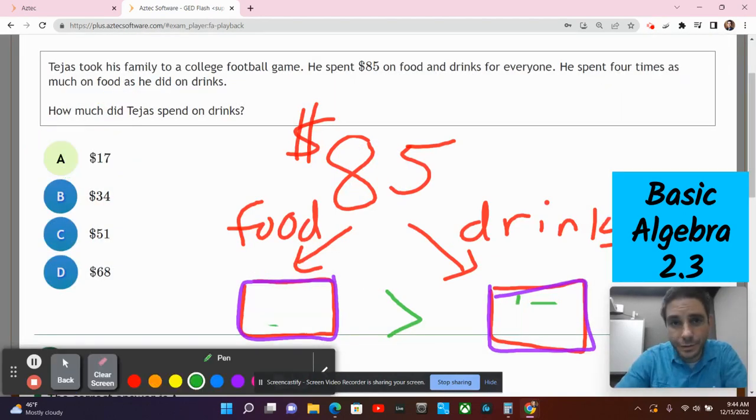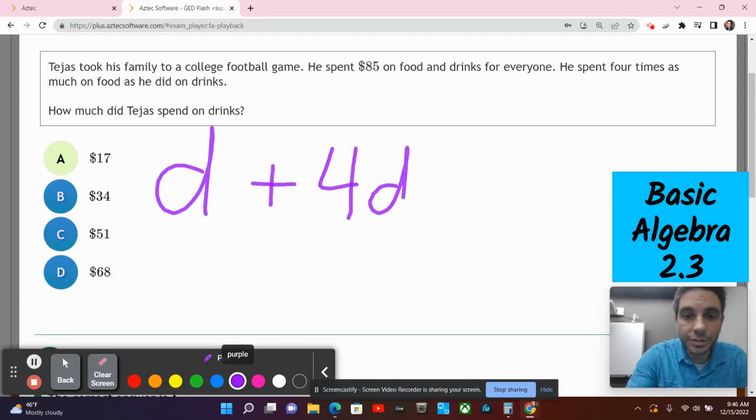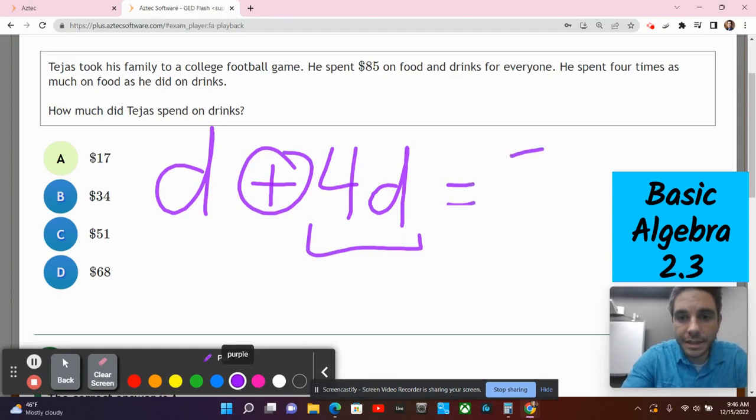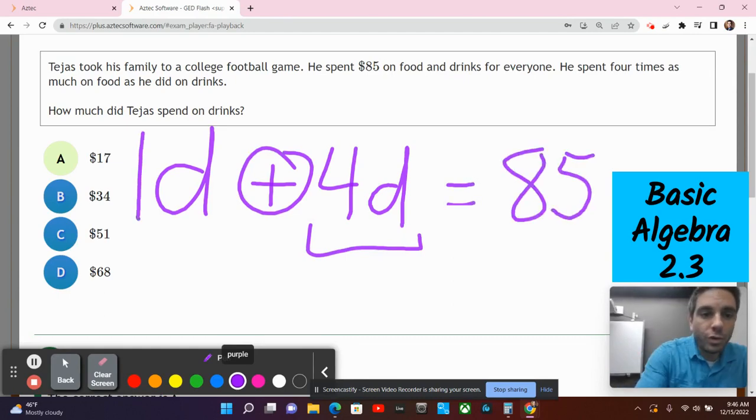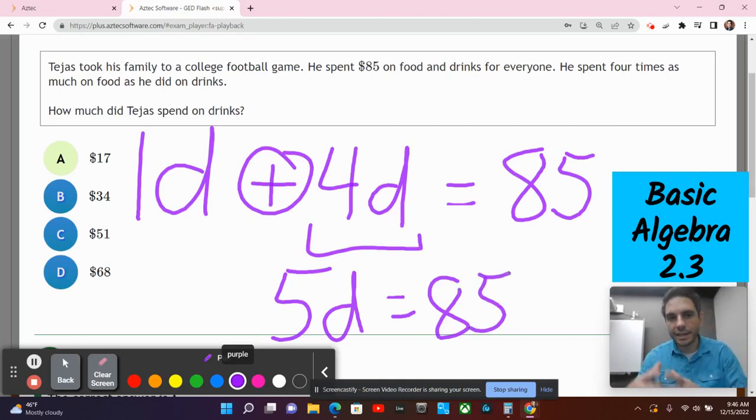Now, what if this was a fill in the blank question? So we don't know how much money he spent on drinks, but we do know that he spent 4 times as much on food. And if we add those things together, it should come out to be 85 total dollars. 1D plus 4D is equal to 5D. Those are like terms. And 5D equals 85. That means 5 times some number equals 85.